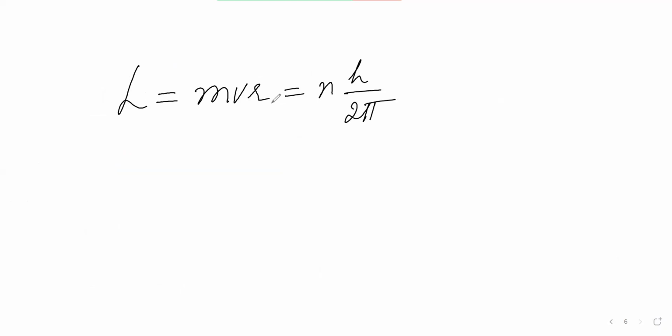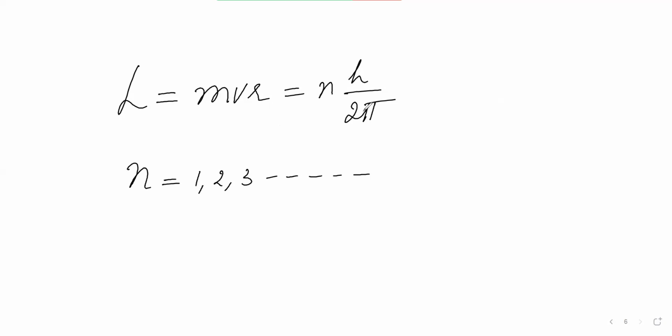L equals mvr, basically taken from the first PUC. L stands for angular momentum. m is the mass of the electron, v is the velocity, r is the radius. Here n stands for any orbit number. n equals 1, 2, 3 and so on. All right. h is the Planck's constant.